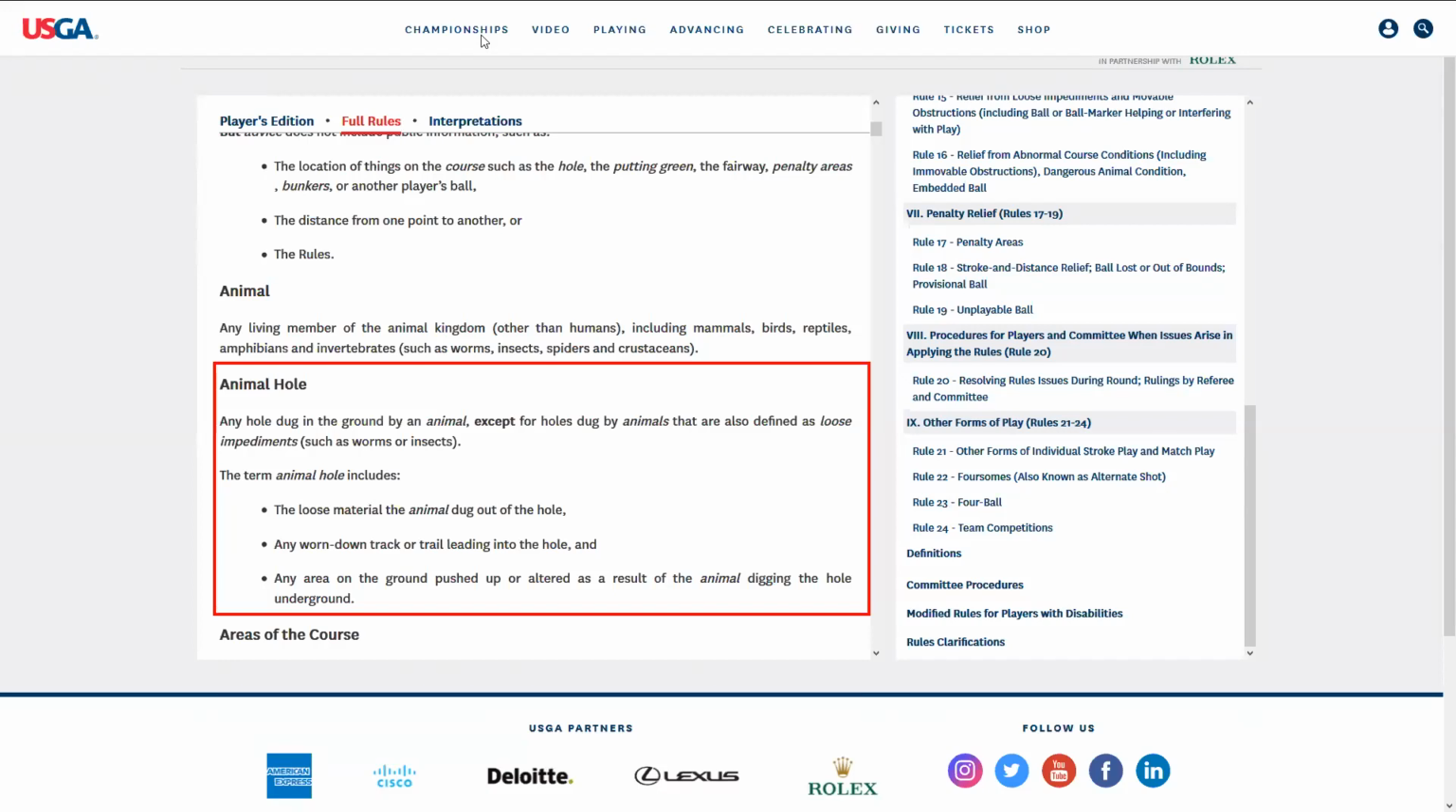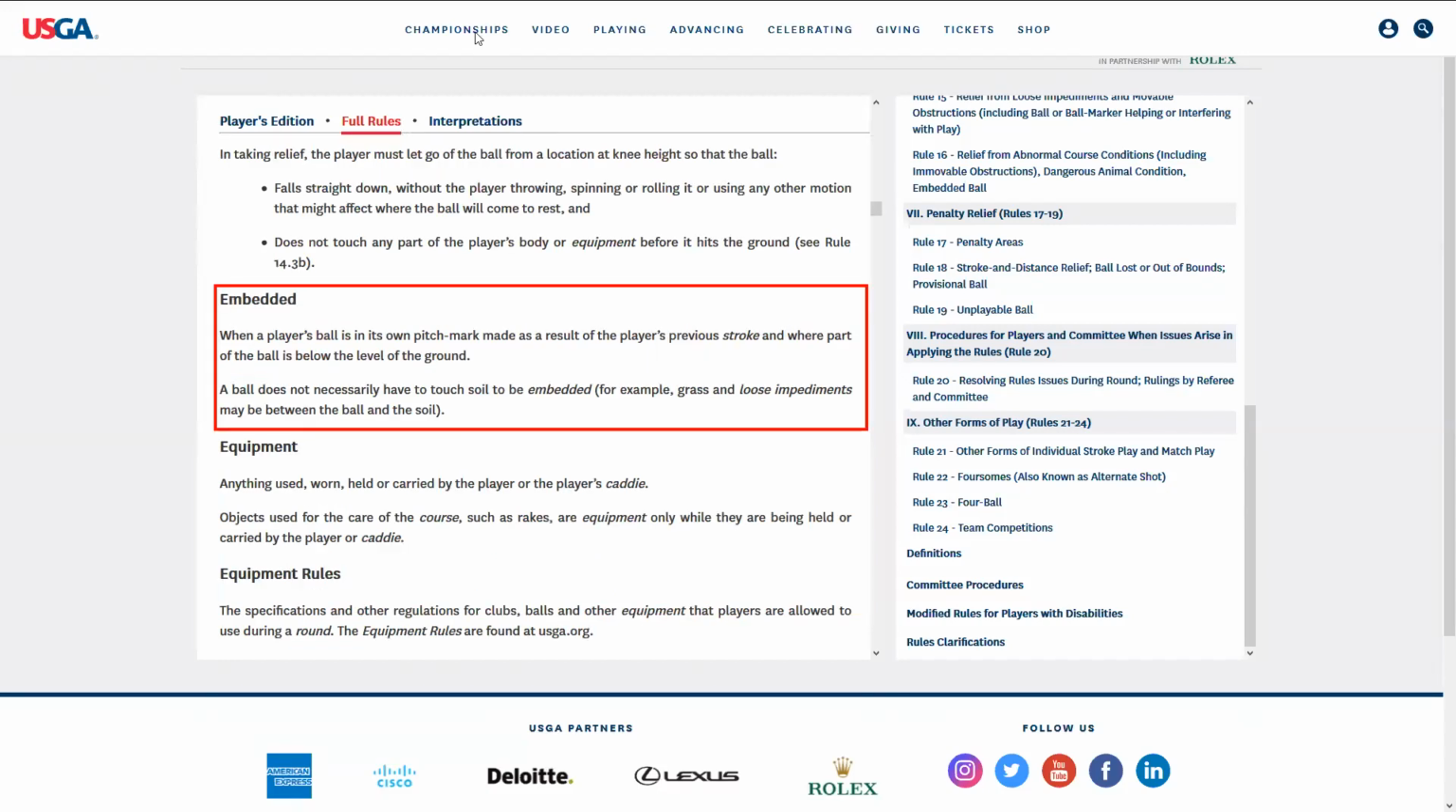Let's look at the word embedded. Page 204. When a player's ball is in its own pitch mark, made as a result of the player's previous stroke. So notice that change. In its own pitch mark, made as a result of the player's previous stroke.